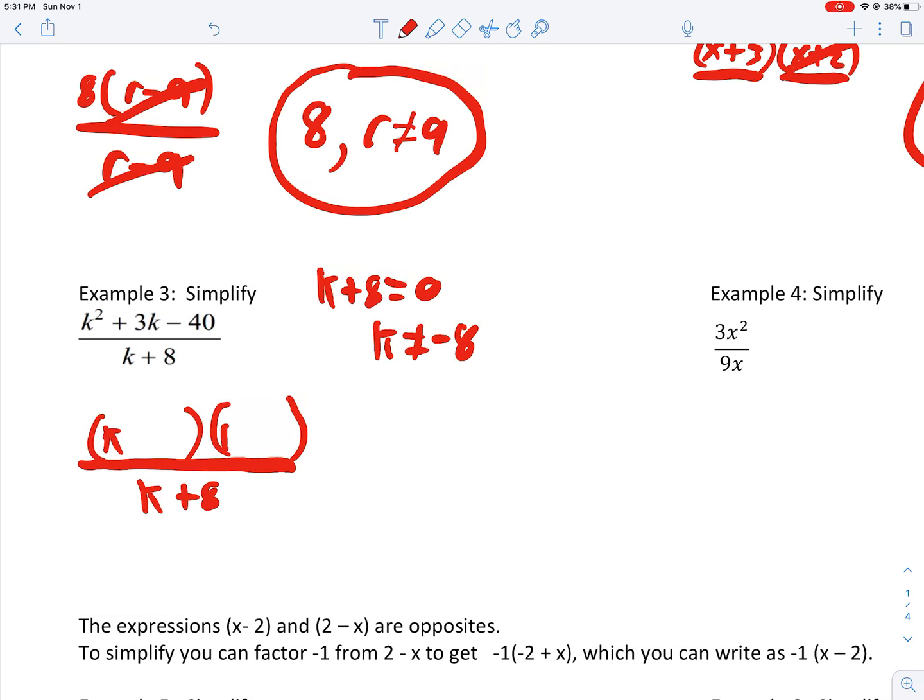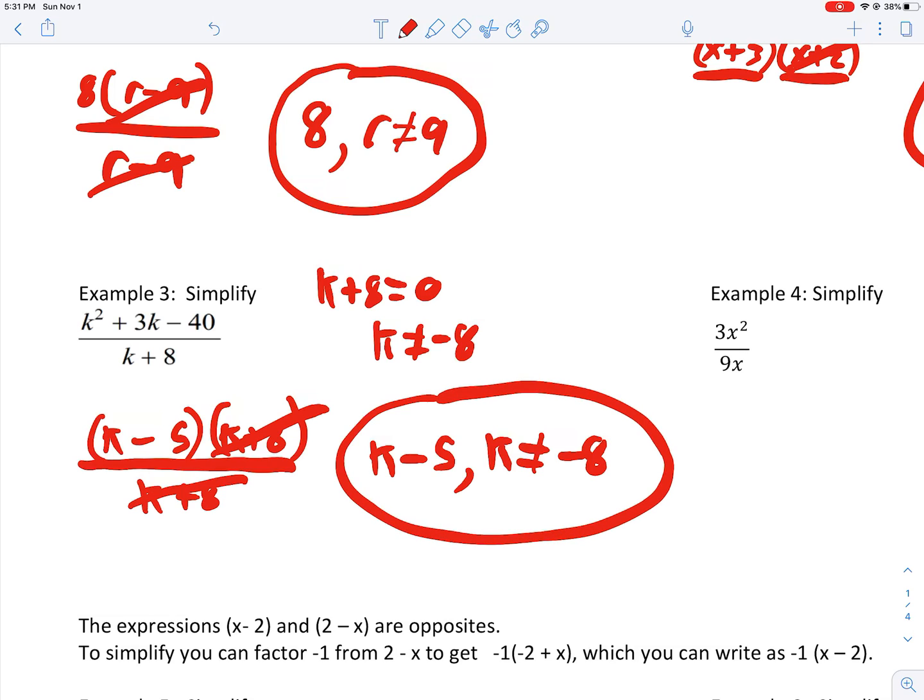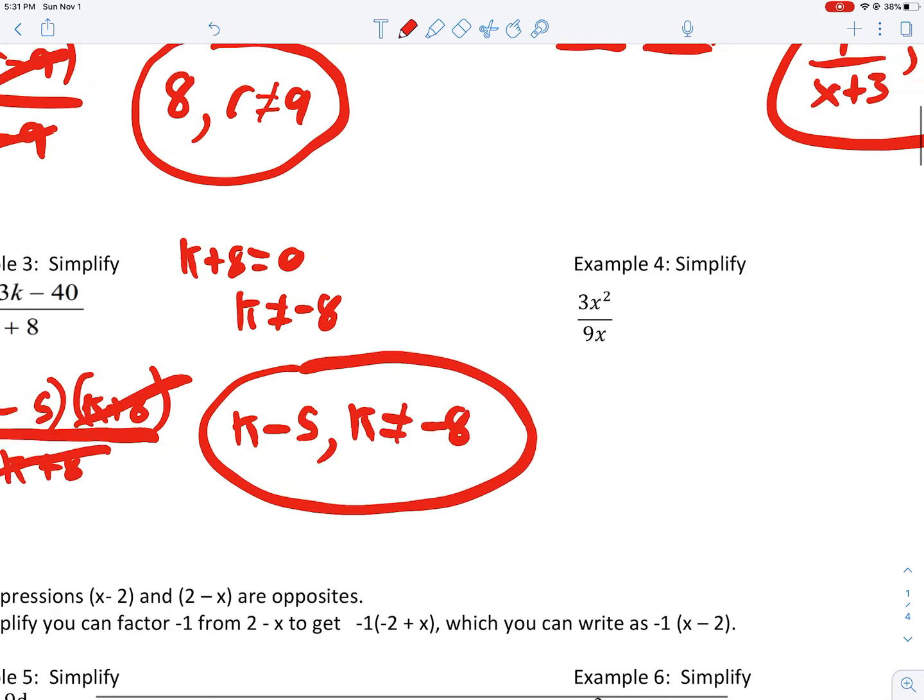So we have k. So factors of 40 that will give us 3, that would be 8 and 5. So plus sign means the bigger number is positive, and minus sign means they're different. So now I notice they both have k plus 8s. So I can reduce that. So you get k minus 5, and k cannot equal negative 8. And there's your simplified answer. So factoring to get it into something that I recognize so that I can reduce common factors.